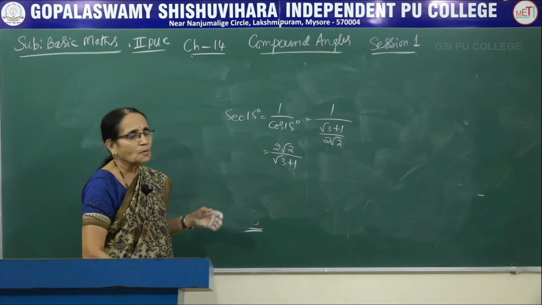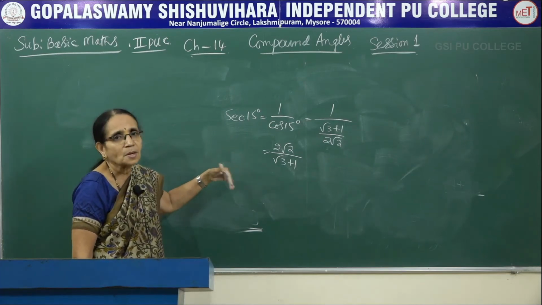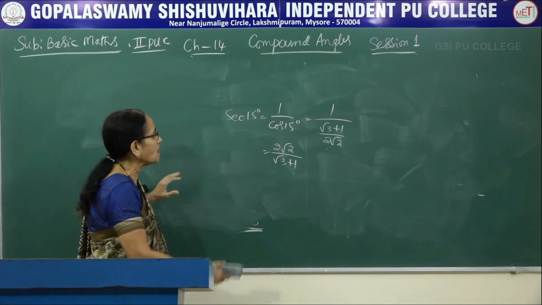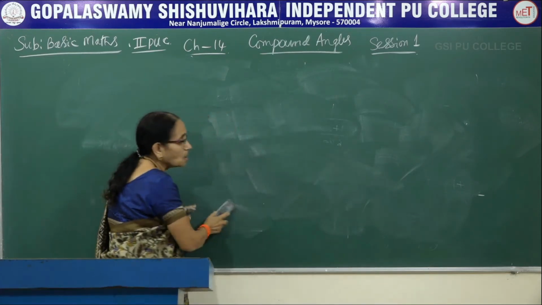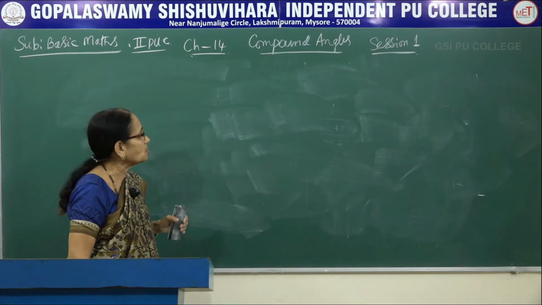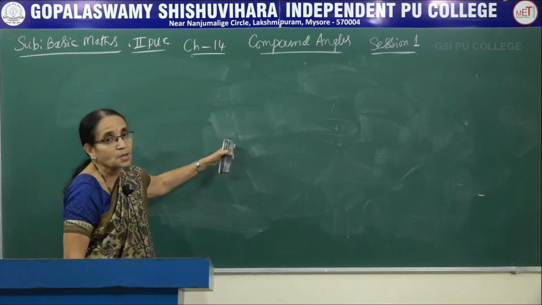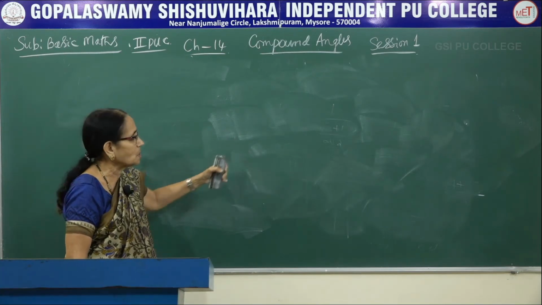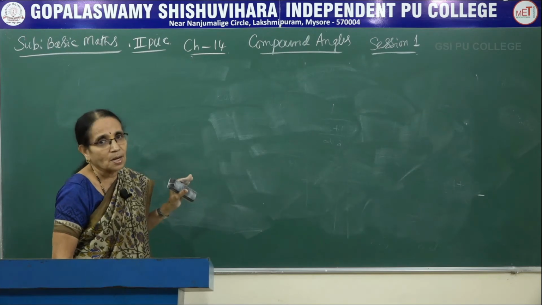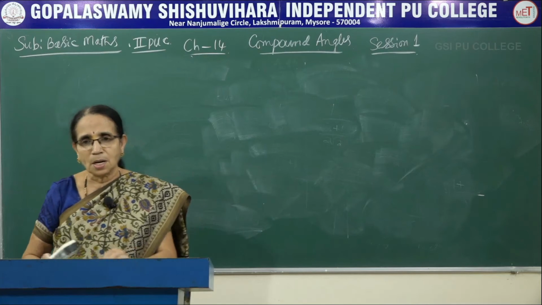Similarly, if you want to get the value of cosecant 75 or cosecant 15, take the reciprocal of sin 15 or sin 75, and you get the result. On the same lines, to get the values of cot 75 and cot 15 degrees, you have to take the reciprocal value of tan 75, and in that case, because you will be having an irrational number, they have to be rationalized. Okay, these are the standard values of the respective ratios.